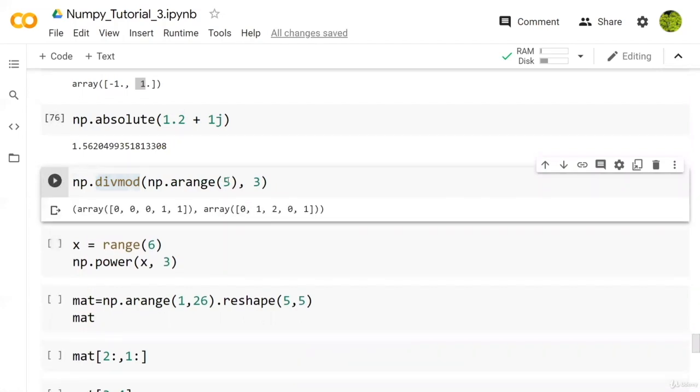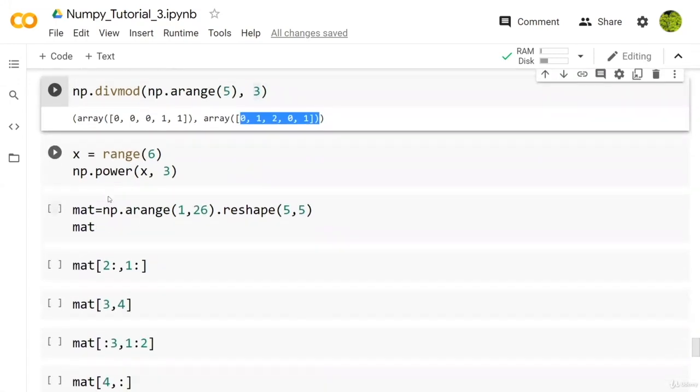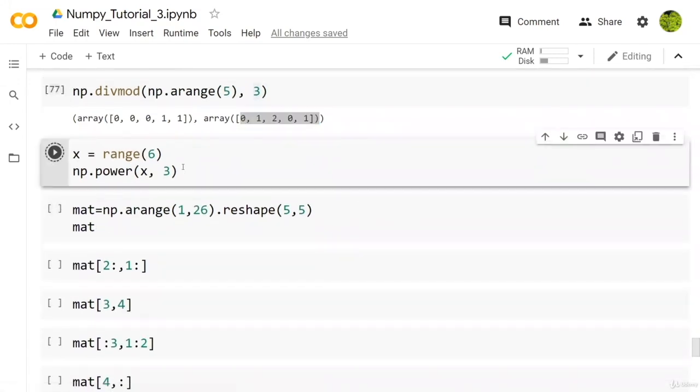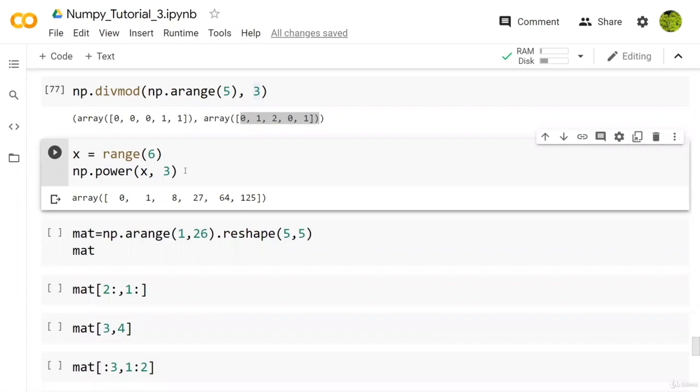So you can see 0 to 5 values are taken and each value is divided by 3. So these are the quotients and these are the remainders. Great. I can create the values from 0 to 5 and find out the power of each. Okay, so I'm creating 0 to 5 and each value is raised to the power of 3.